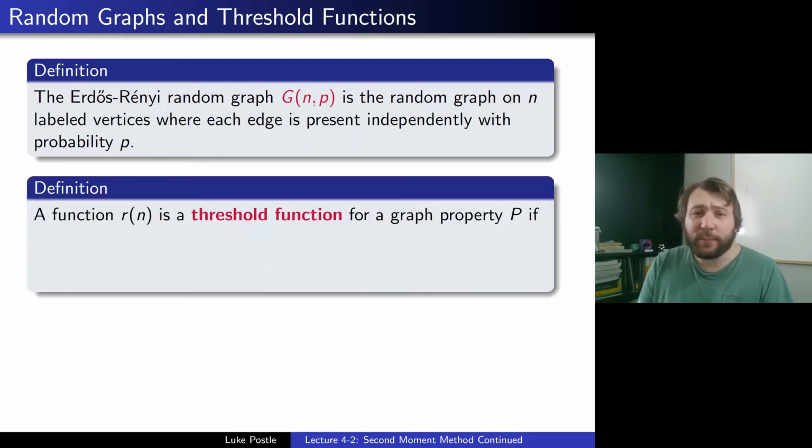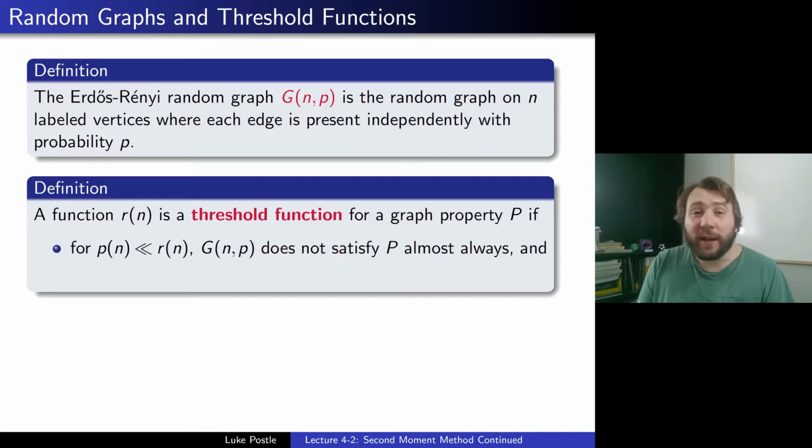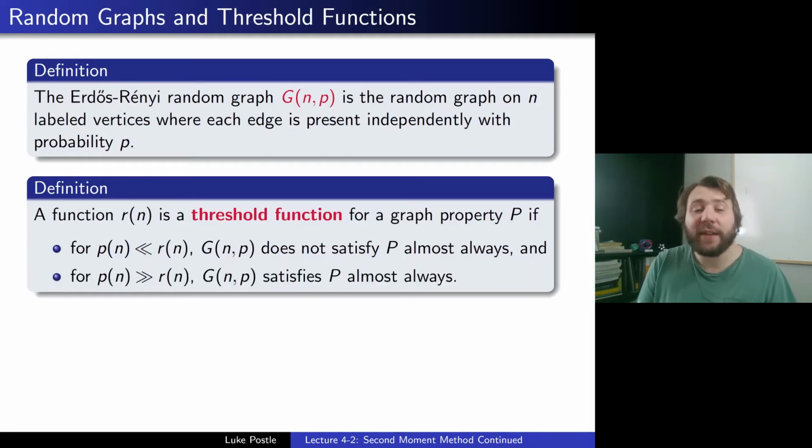And then an important part of the study of random graphs is so-called threshold functions. So we say a function r(n) is a threshold function for a graph property P. And again, a graph property is just a property that's closed under isomorphism, so what you would normally think of, where the labels don't matter. If p(n), viewed as a function of n, is much, much smaller than r(n), then G(n,p) does not satisfy P almost always. So parse that carefully: G(n,p) does not satisfy P, and that happens almost always, so the complement of P happens almost always. And for p(n) much greater than r(n), G(n,p) satisfies P almost always.